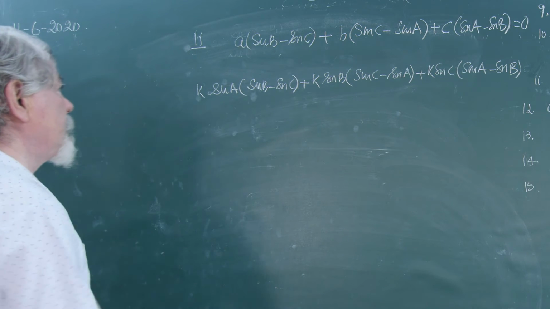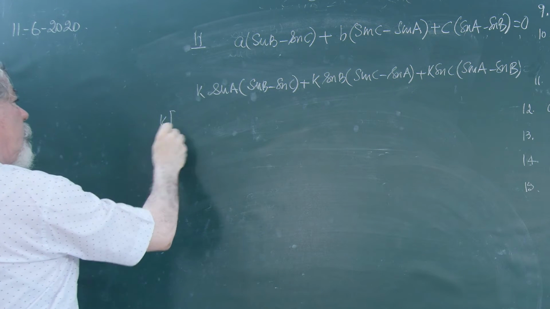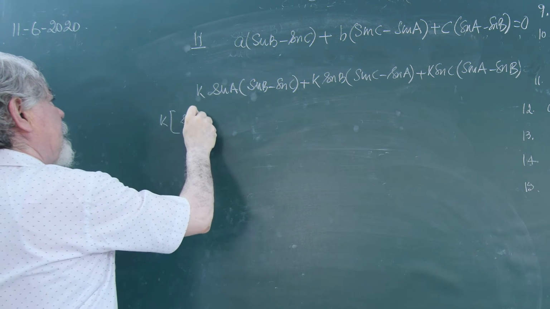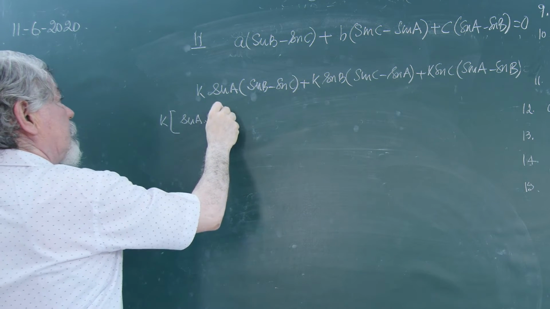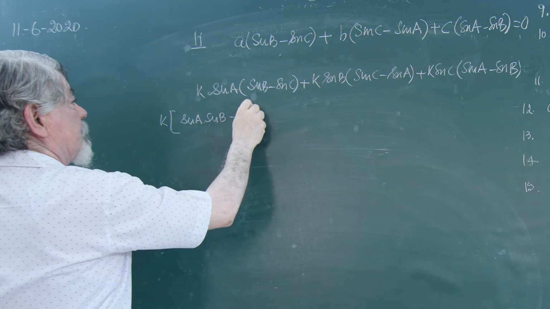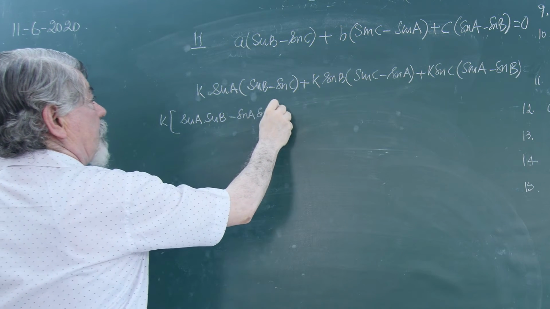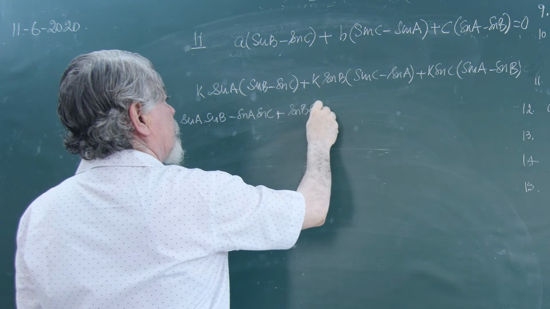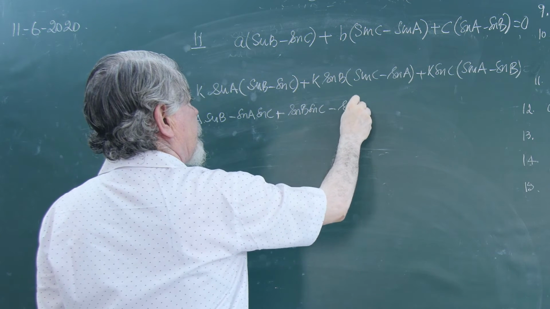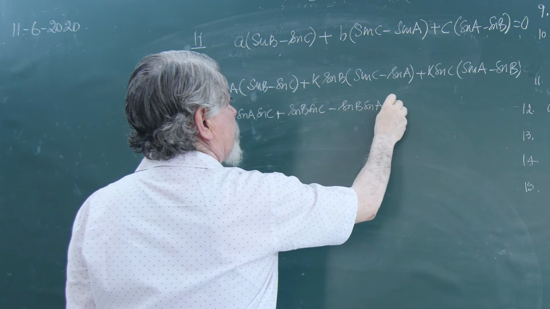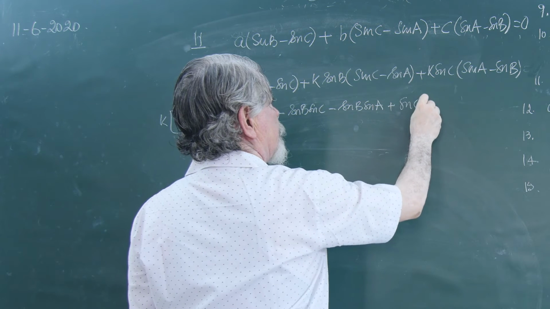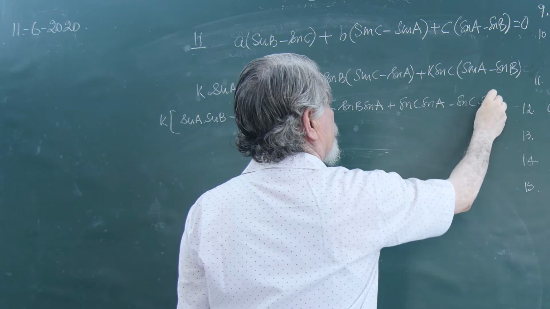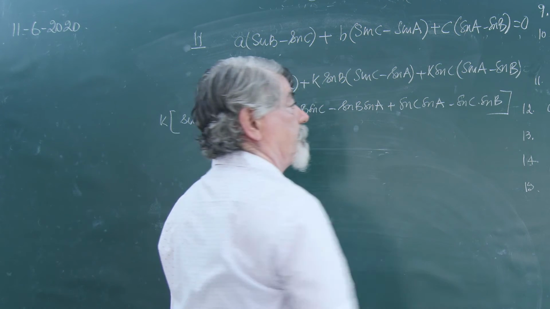Now K is common everywhere. Let us multiply: sine A into sine B, sine A into sine C, plus sine B into sine C, and sine B into sine A, plus sine C into sine A minus sine C into sine B.